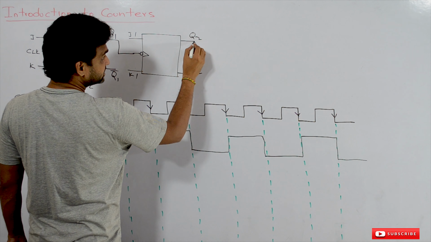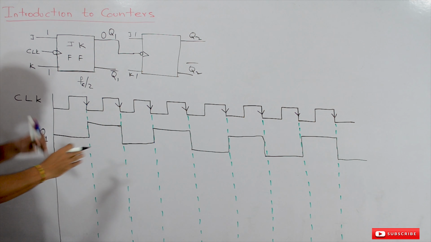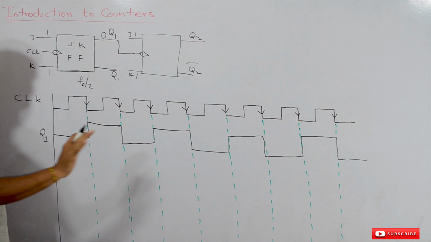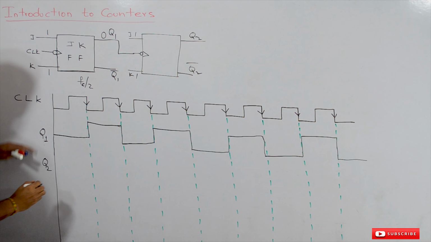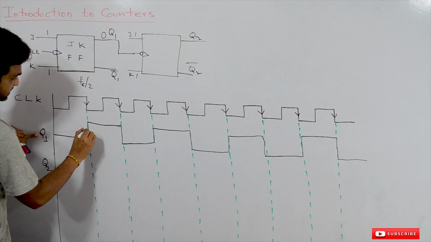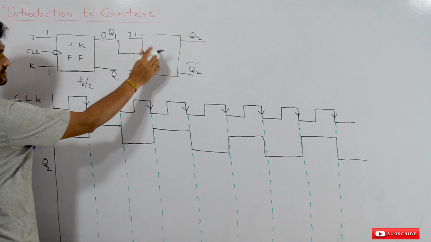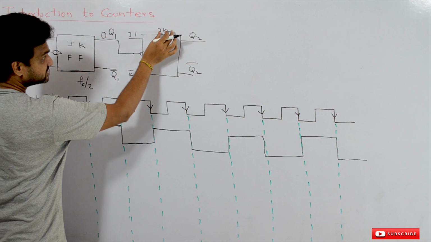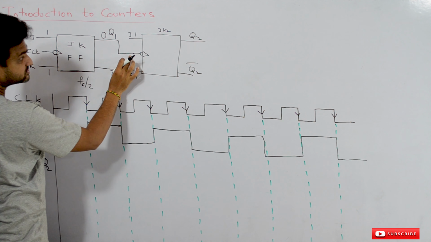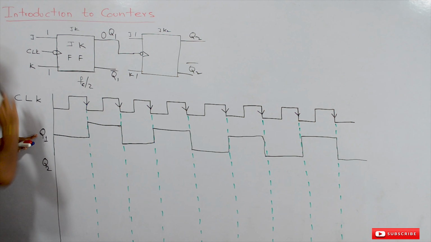What is the output that is generated at Q2? Let's take the waveform, so we will try to understand how it is going to be a counter. Now this is Q2. This is the clock for this JK flip-flop. For JK2, the clock is going to be Q1. For JK1, the clock is going to be the clock.